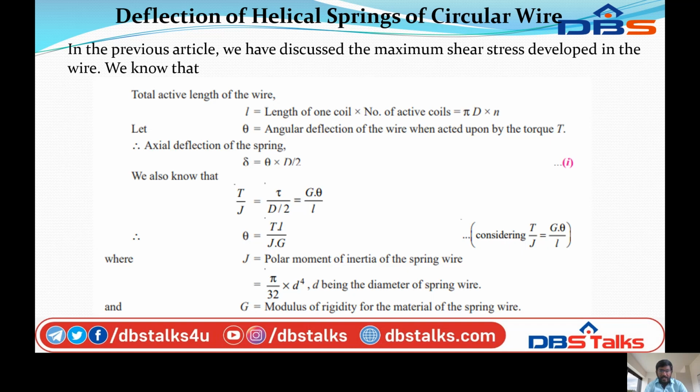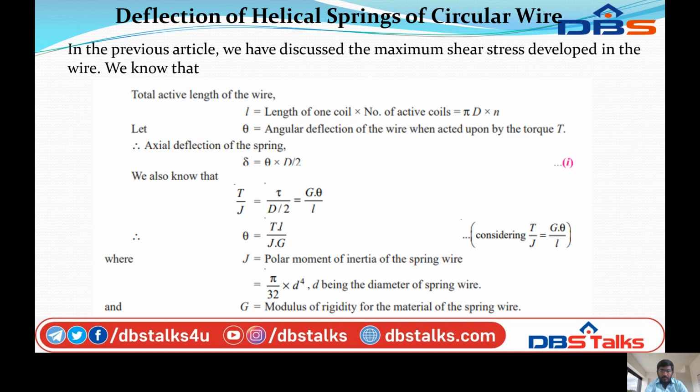Next, deflection of helical spring of circular wire. In the previous article, we discussed the maximum shear stresses developed in the wire. We know that the total active length of the wire, L, is equal to the length of one coil into the number of active coils, that is equal to pi into capital D into N. Let theta be the angular deflection of the wire when acted upon by the torque. Therefore, the axial deflection of the spring, delta, is equal to theta into D by 2. This is equation number 1.